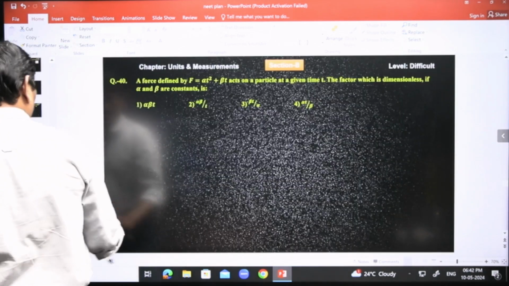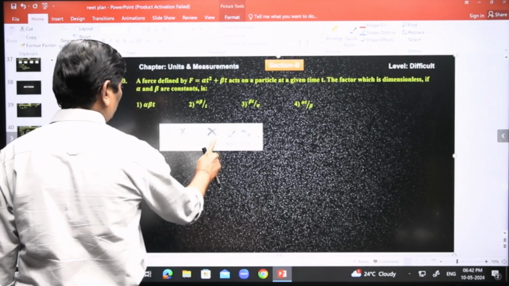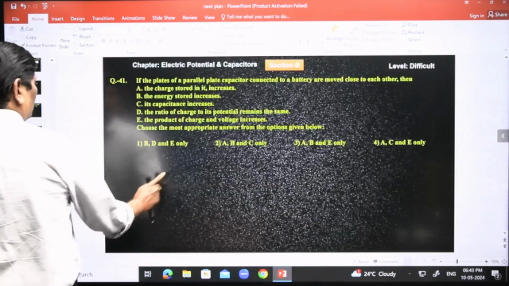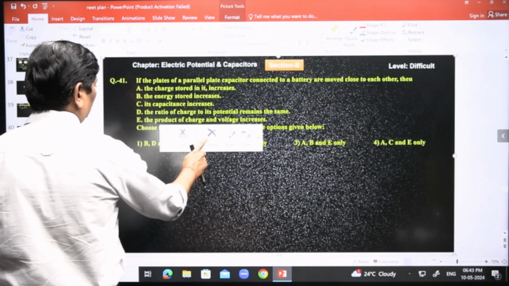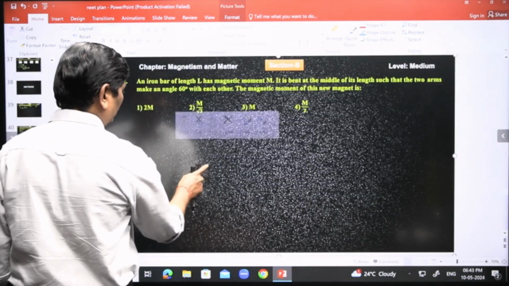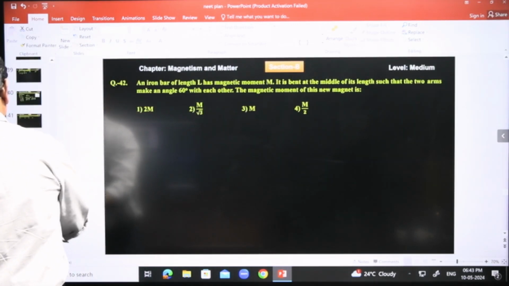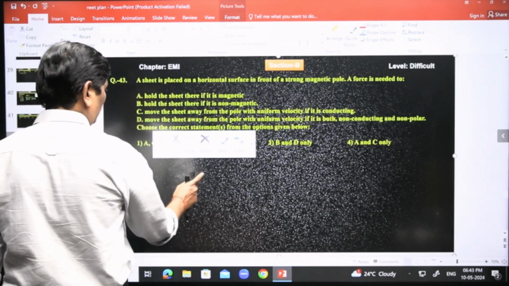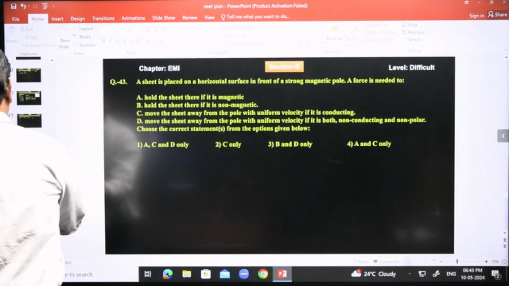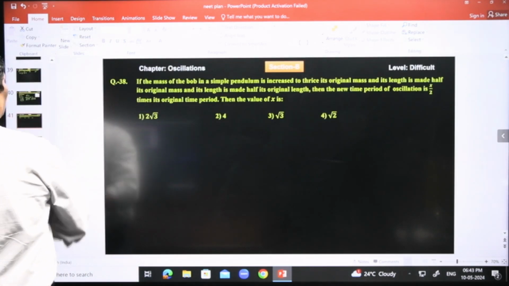Just a minute, we will change the background so that we can see clearly. This background may not be visible properly. We will change it to black so that you can see clearly.